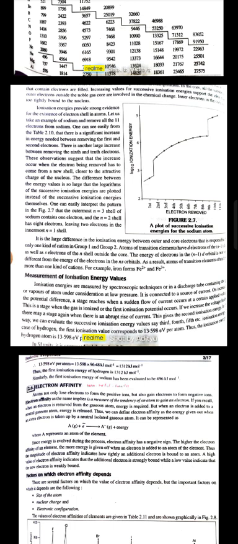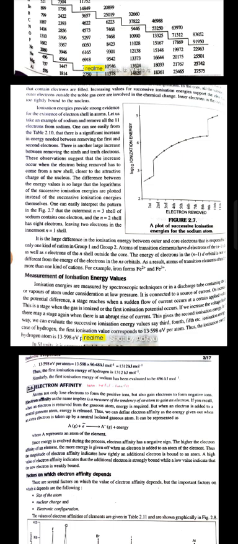The difference between the energy levels is so large that the logarithms of successive ionization energies are plotted instead of the successive ionization energies themselves. One can easily interpret from the pattern of Figure 2.7 that the outermost shell, that is 3, of sodium contains 1 electron and the second shell has 8 electrons, leaving 2 electrons in the innermost shell.